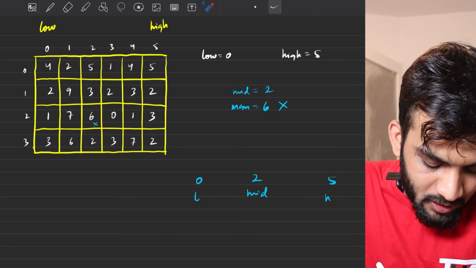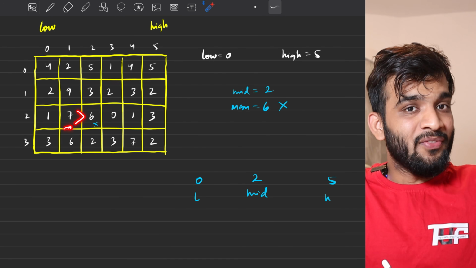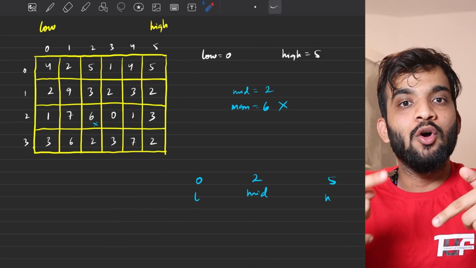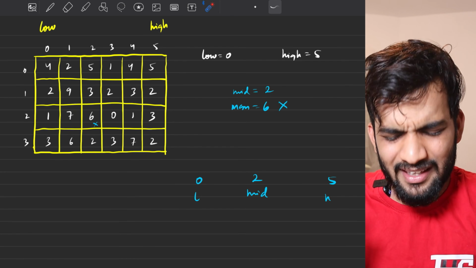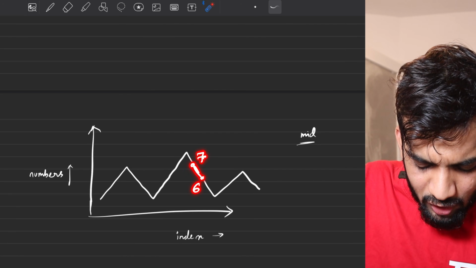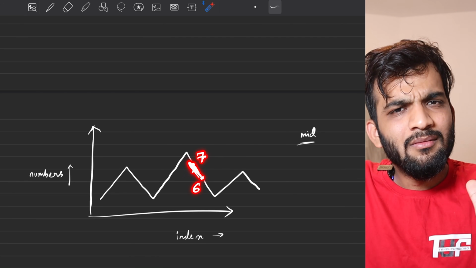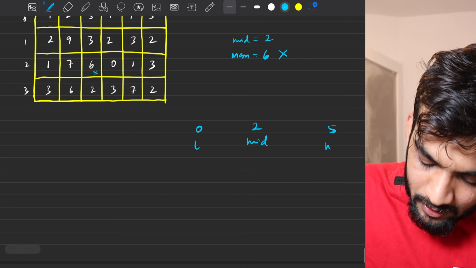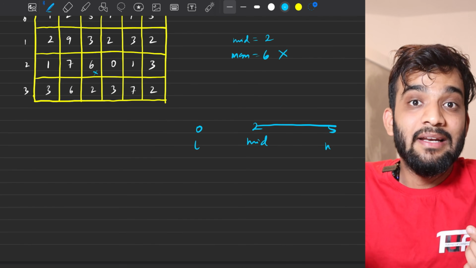The only reason is there is someone on the left who is greater. There is someone on the left who is greater, right? Can I say, if this is 6 and this is 7, there is someone on the left who is greater? So maybe delete the right half. Yes, I go ahead and delete the right half.